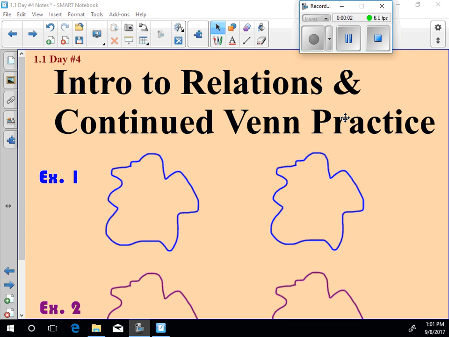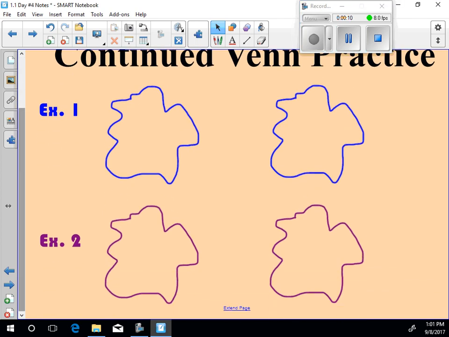All right, 1.1, day number 4, intro to relations and continued Venn practice. We're not going to do a whole lot with Venn diagrams other than just practice a little bit more. You're probably wondering why I have these 4 cloudy blotches of whatever they are on the board. What I'm going to do is take you through an abstract version of what a relation is.